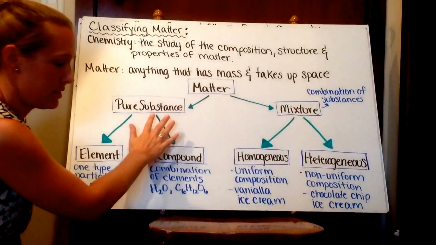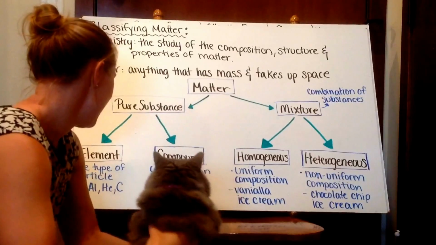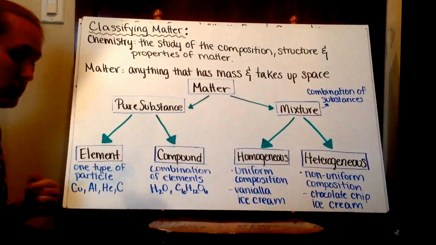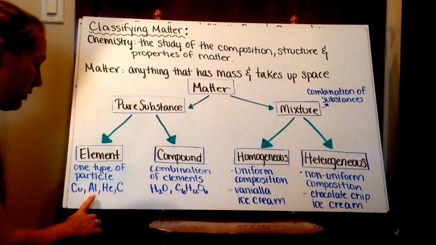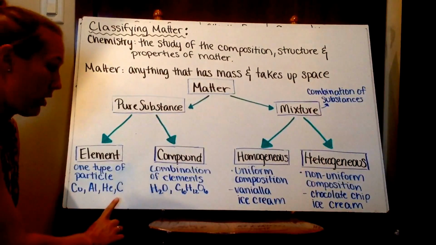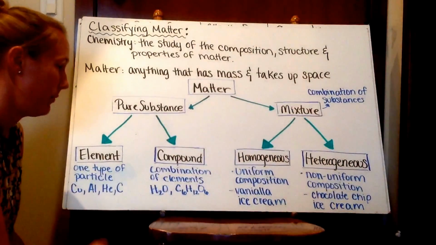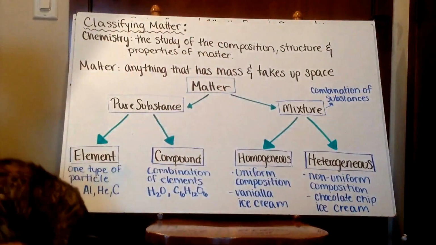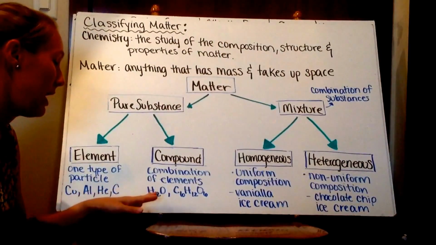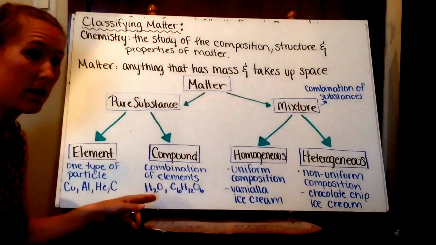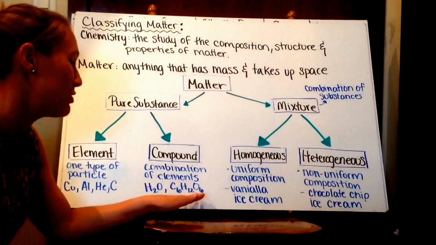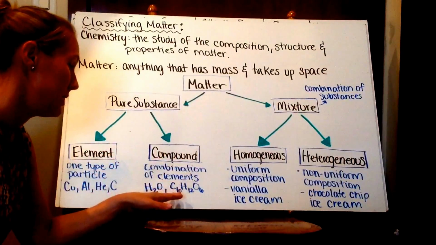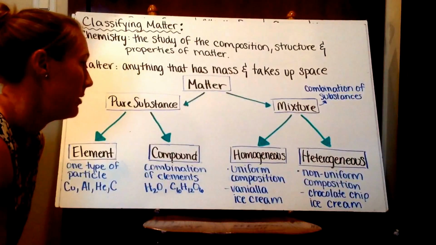A pure substance is something that is either an element or a compound. An element is where there's one type of particle. So you might just have copper, aluminum, helium, or carbon, but there's just one type of particle there. A compound is where we have a combination of elements. Let's say we have hydrogen and oxygen, they make water. Or we can have carbon, hydrogen, and oxygen put together to make sugar. We're putting together different pure substances or elements, and we're making a compound out of them.